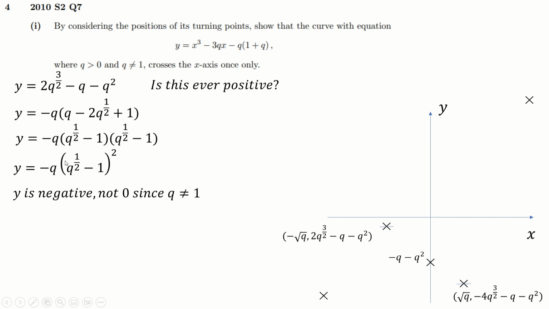But in any case, we can now deduce that whole thing was always negative. So the graph looks like this, and only has one root; it crosses the axis once only. So okay, good, that's all done.